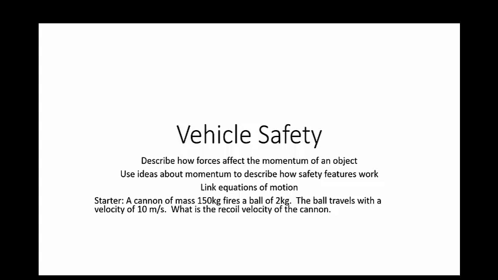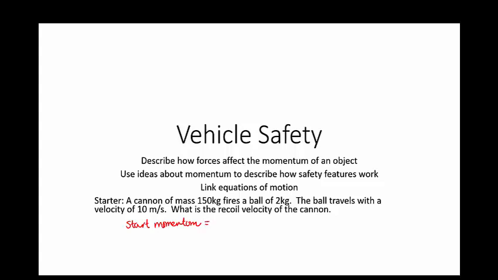Okay, so the starter question asks, a cannon of mass 150 kilograms fires a ball of 2 kilograms. The ball travels with a velocity of 10 meters per second. What is the recoil velocity of the cannon? So we're going to use the principle of conservation of momentum from last lesson to begin with.